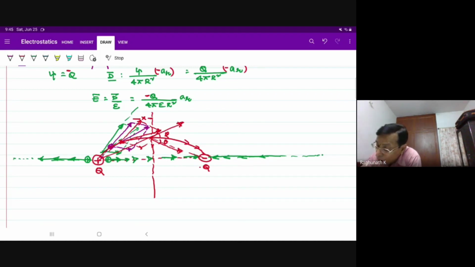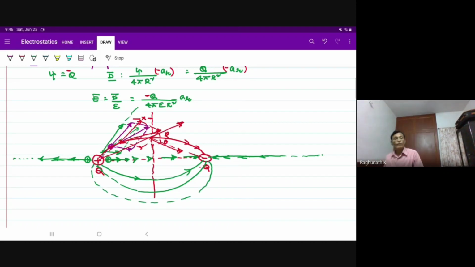If I keep it below, it goes like this. At this point, because it moves in a different direction initially, from there, it has to change its path and come back. Like this, so many field lines can be drawn.